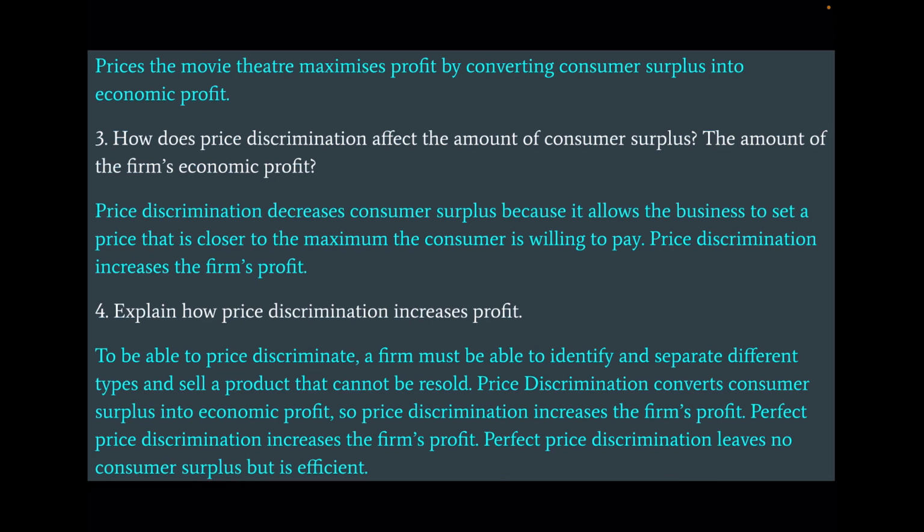Explain how price discrimination increases profit. To be able to price discriminate, a firm must be able to identify and separate different types of customers and sell a product that cannot be resold. Price discrimination converts consumer surplus into economic profit, so price discrimination increases the firm's profit. Perfect price discrimination increases the firm's profit. Perfect price discrimination leaves no consumer surplus but is efficient.